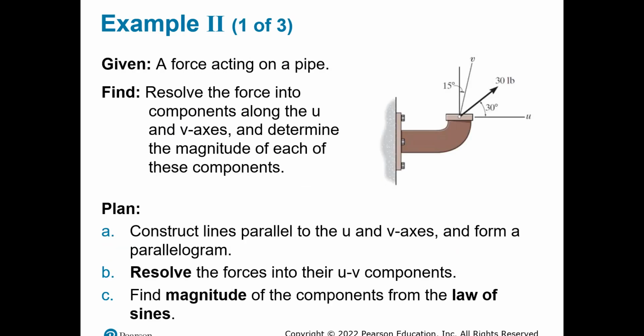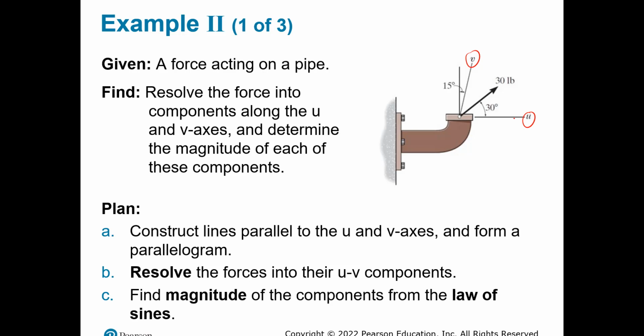So we have a force acting on a pipe, and then we need to resolve the forces into components along the U and V axis, and U and V were given right here. Then we need to find the magnitude of each of these components. So the plan for this will be to construct lines parallel to the U and V axis, right, and form a parallelogram.